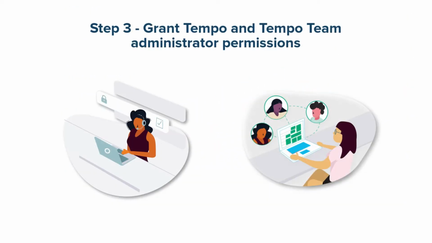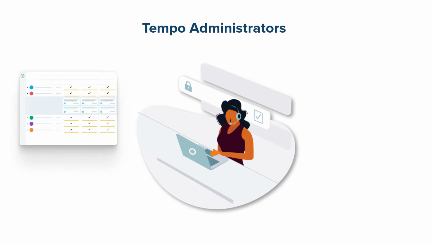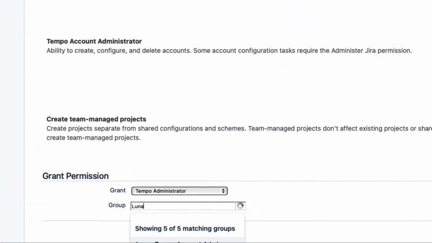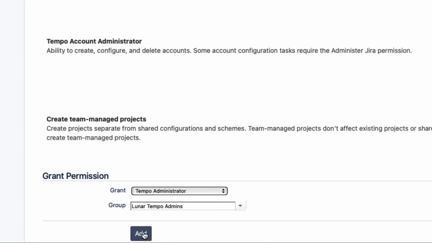And while I'm here, I'll grant 2 of Tempo's administrative permissions to certain small groups. Tempo administrators can do things like create workload and holiday schemes, configure internal issues, and other stuff to manage Tempo Planner. For this permission, I've created another Jira user group called Lunar Tempo Admins, which contains only a few employees here who should have these administrative powers. So I'll add that group to this permission.